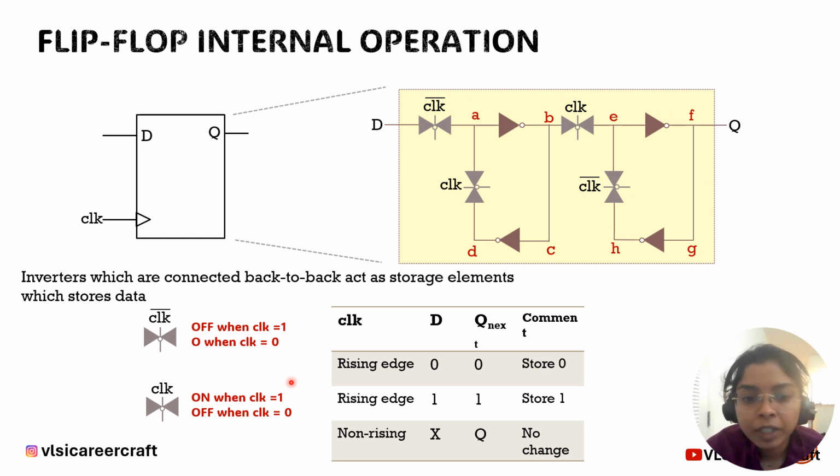So the operation of a D flip-flop is like this. When the clock is at the rising edge, if D is 0, then it stores 0, and if D is 1, then it stores 1. But if the clock is not rising, then whatever D might be, it remains in the previous state. So there is no change.